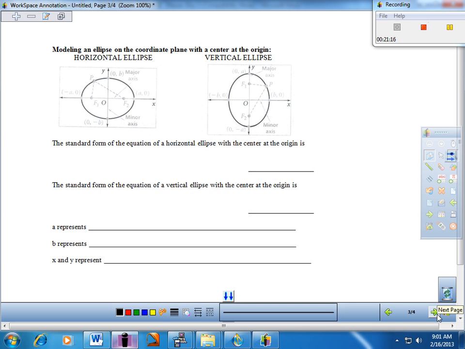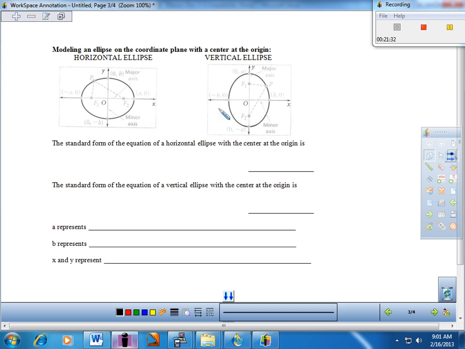So it is time to go ahead and start modeling an ellipse on the coordinate plane. So what we want to do is find an equation that will represent the infinite number of points making an elliptical pattern on the coordinate plane. Now there are only two types of ellipses that we're going to see on the coordinate plane. That's the good news. One is going to be stretched horizontally. Notice I just kind of pasted a couple pictures in here. So horizontal ellipse, one stretched horizontally and the other stretched vertically.